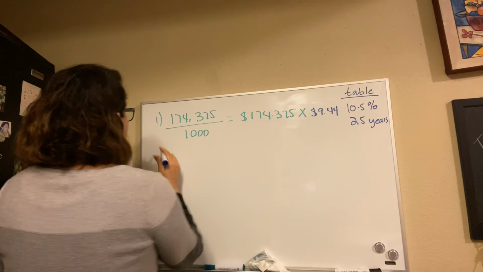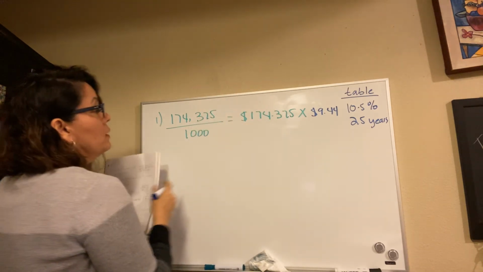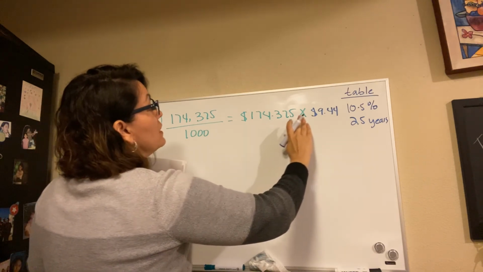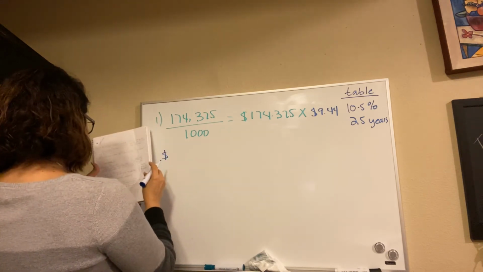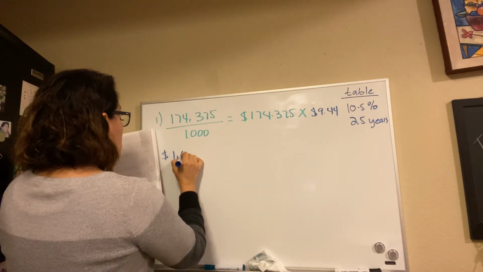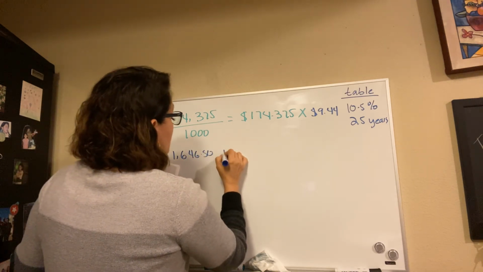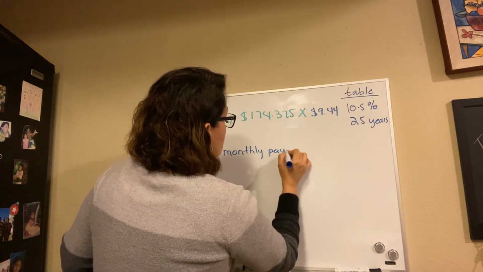So what I'm gonna do, step number 1, I already did. So now the monthly payment is $174.375 times 9.44. So my monthly payment is going to be $1,646.50. That is going to be my monthly payment.